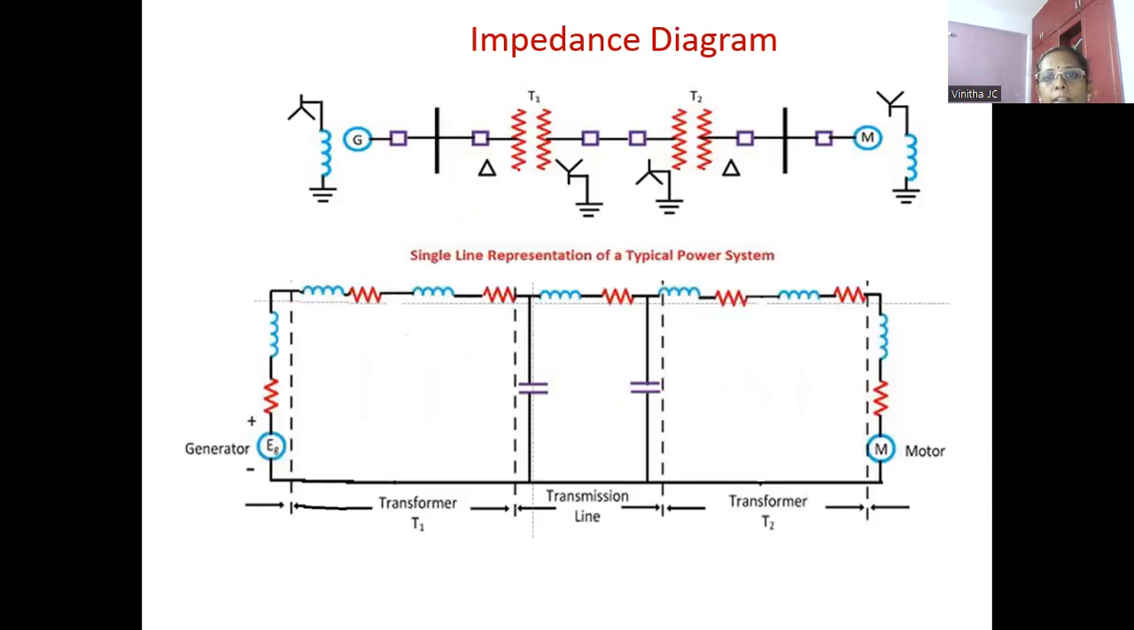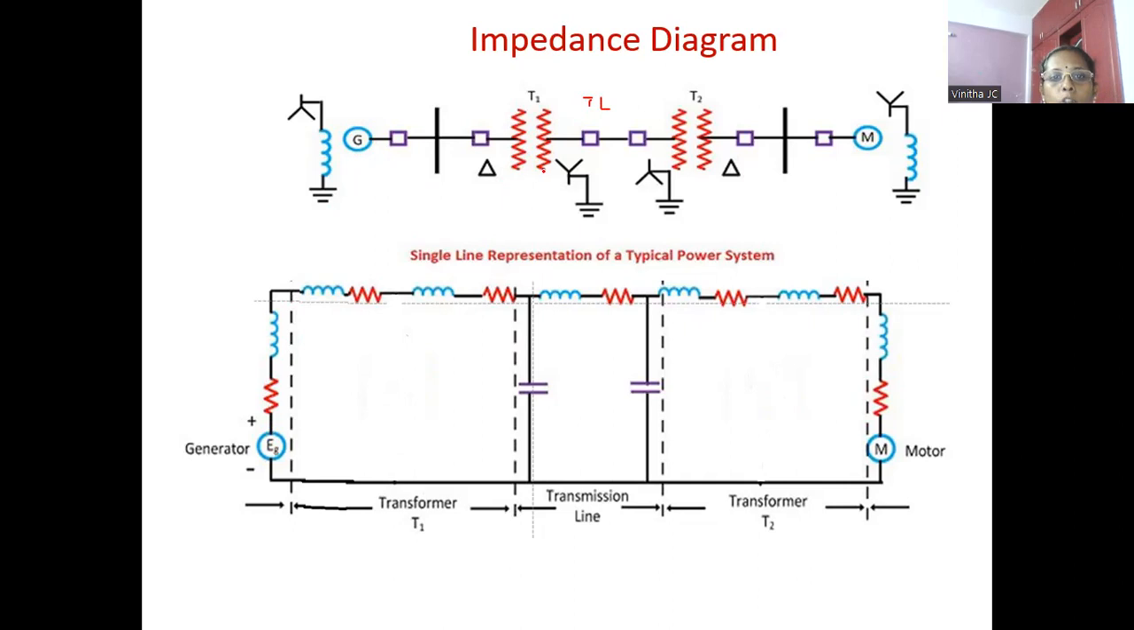And for this equivalent circuit or single line diagram, the impedance diagram is drawn. Here in this single line equivalent circuit, we have a generator and a motor, then two transformers T1, T2 and a transmission line. For this single line diagram, we need to draw the impedance diagram. So the first component is a generator. For this generator, the equivalent circuit is the generator EMF value EG, resistance R, as well as its reactance.